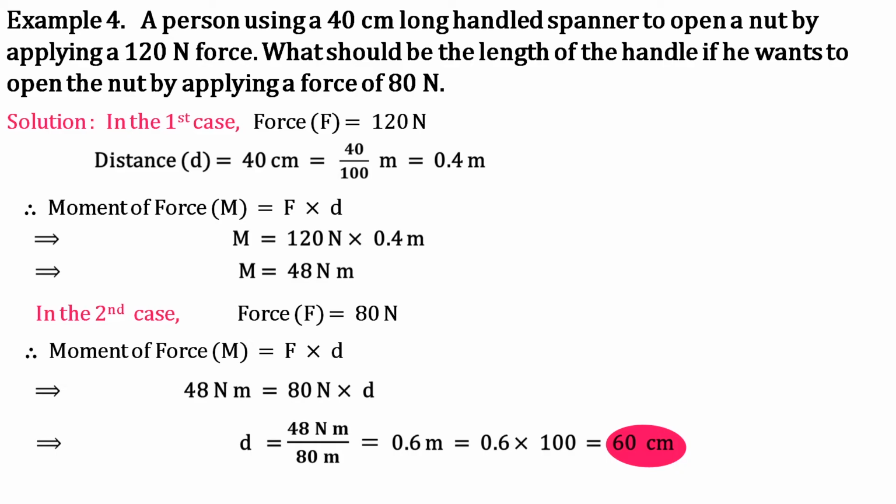Now you may be thinking, why not leave the answer as 0.6 meter? Because in the question, the value of D is given as 40 centimeter. So you should also give your answer in centimeter only. So the final answer is 60 centimeter.